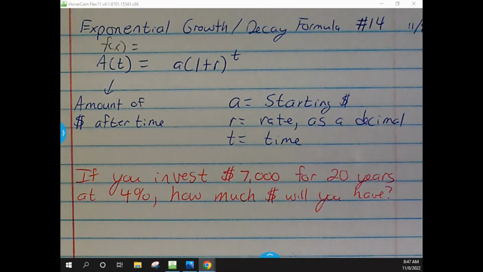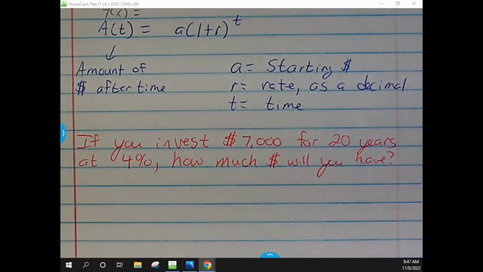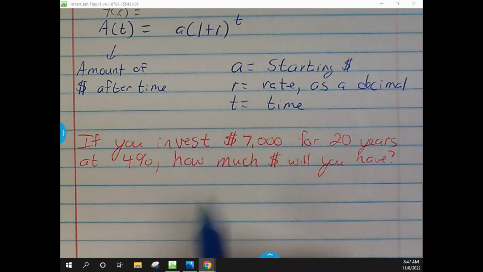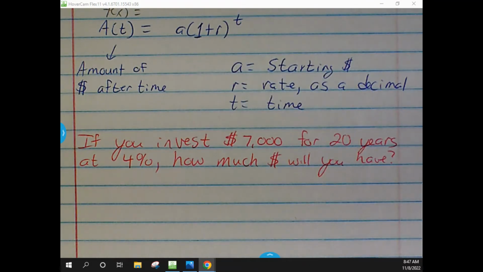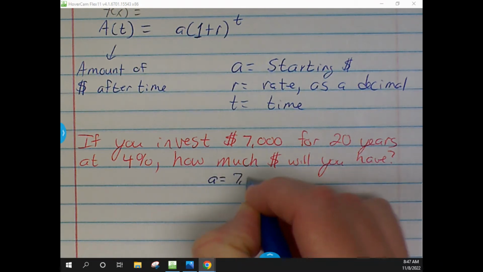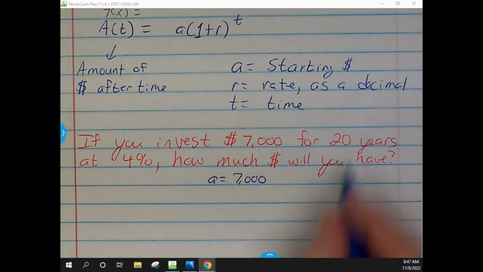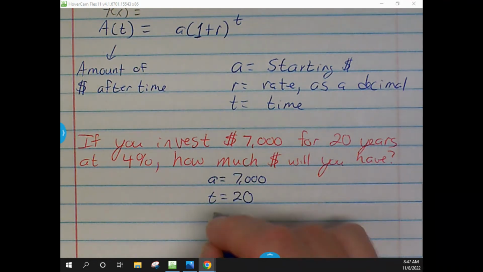All right, so the question is, if you invest $7,000 for 20 years at 4%, how much money will you have? What is the L stand for, or is that a 1? That's a 1. Okay. So it's 1 plus the rate to the t power. All right, so when we're going through these, the starting amount is $7,000. Time is 20 years. And your rate is 4%.